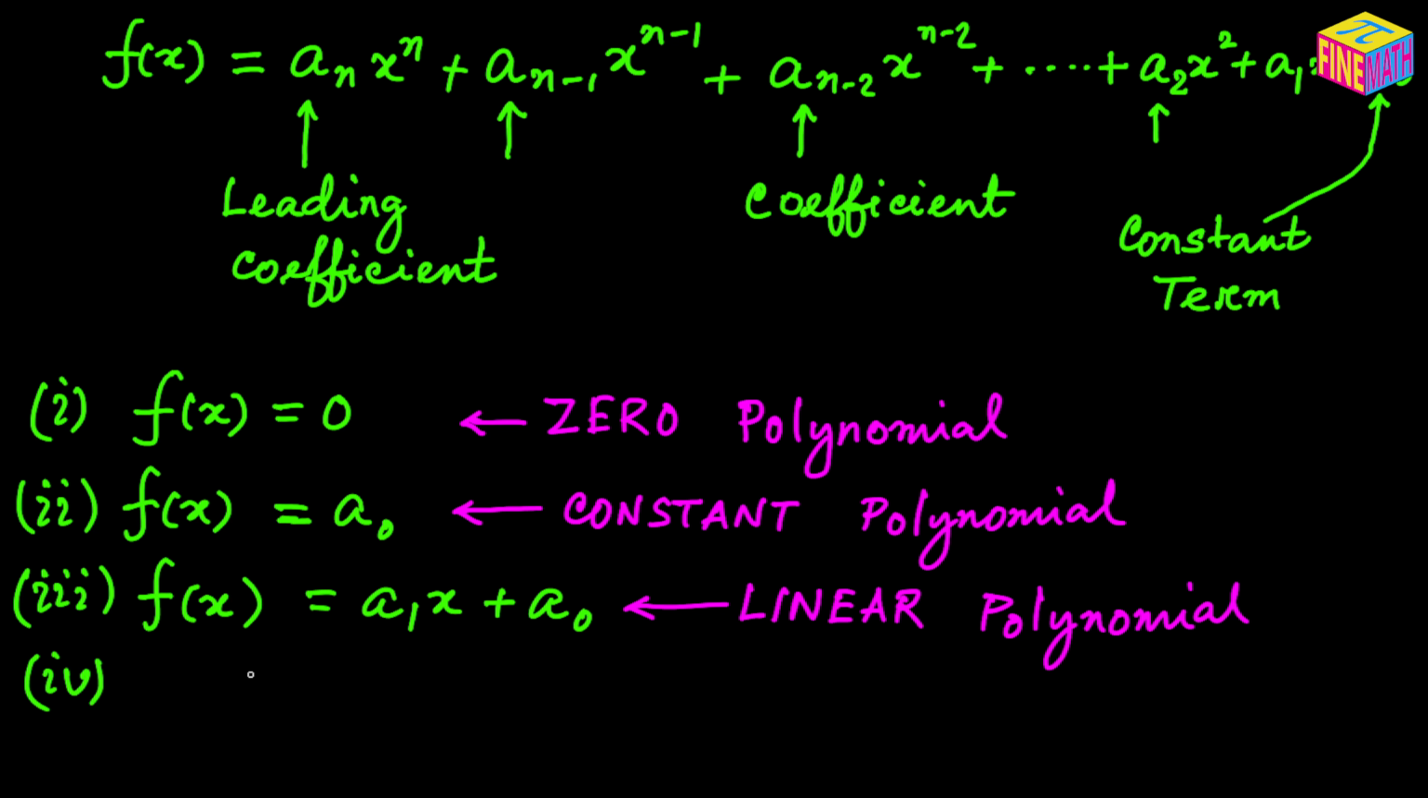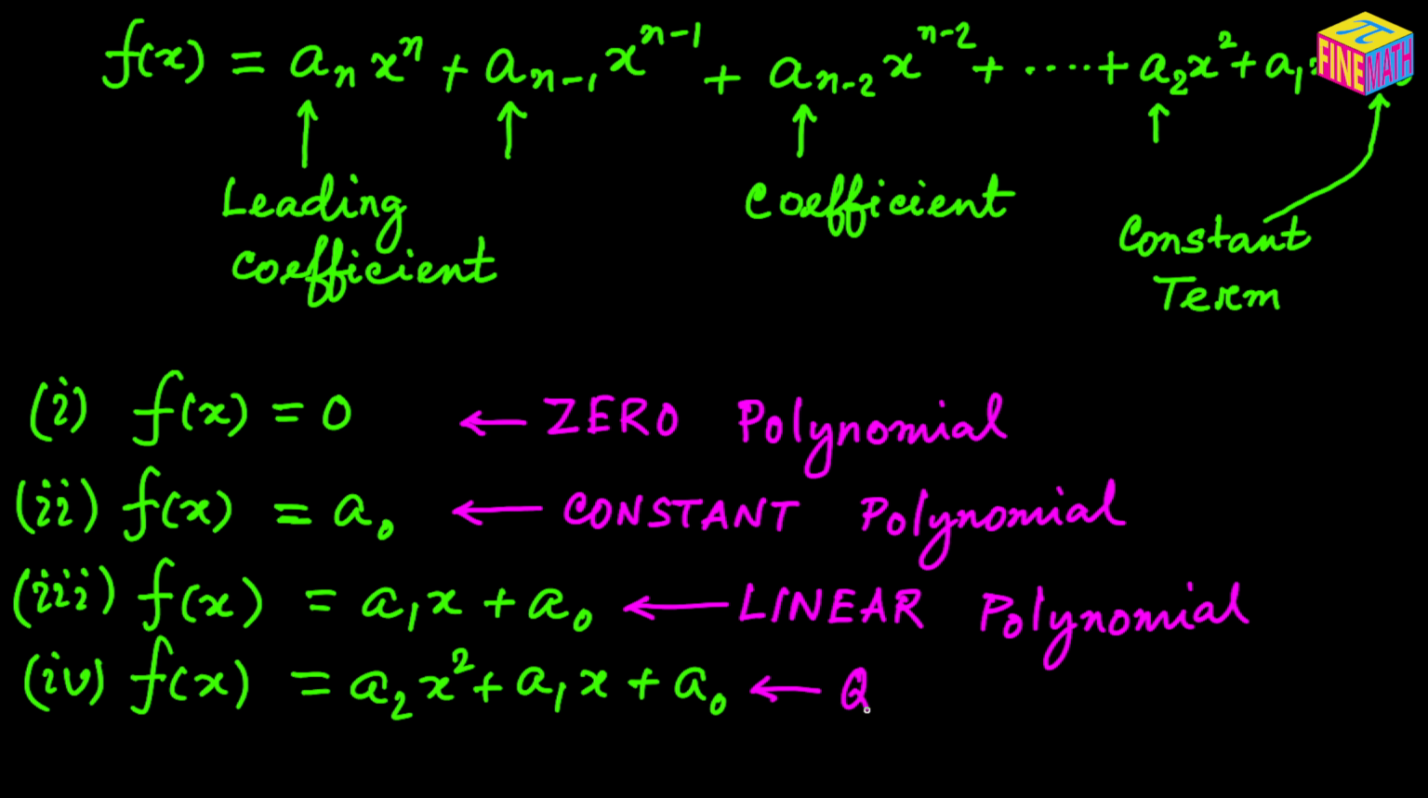Now let's take a scenario where all the coefficients starting from a sub n all the way up to a sub 3. Even though I have not written the a sub 3 term here, you can imagine that right before the a sub 2 term, we have the a sub 3 term. So if all of those coefficients become 0, then our polynomial is going to look like this. There will be an x squared term and an x term and the constant term, right? So our polynomial will look like a sub 2 x squared plus a sub 1 times x plus a sub 0. And this type of polynomial is called a quadratic polynomial.